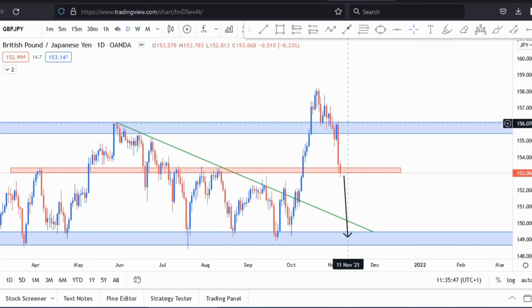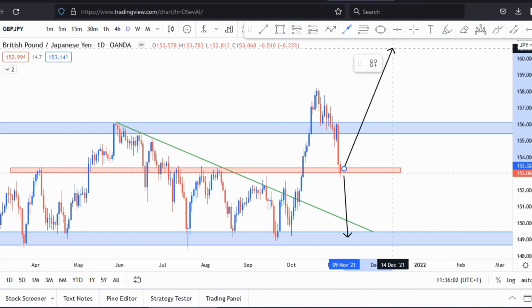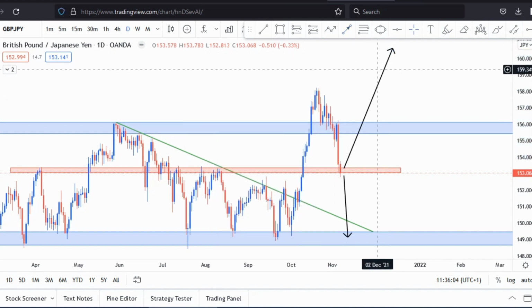Okay, and if price forms the next daily candle, that's the Monday candle, forms a bearish signal and closes above this level here, then I'll be looking to sell all the way to the top, either to this level here or even to a higher level.